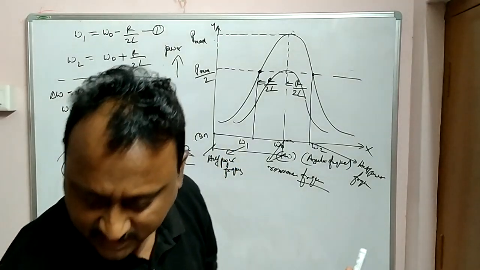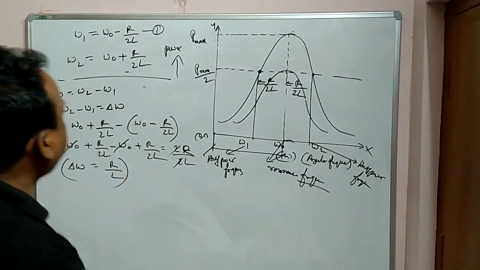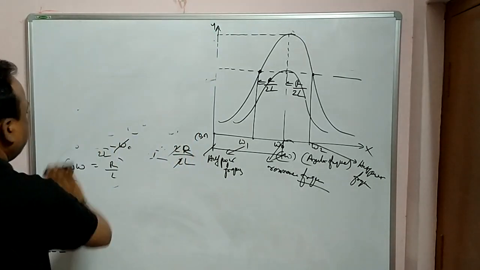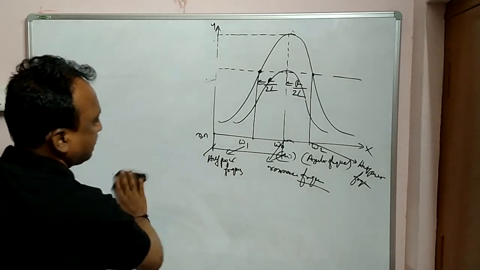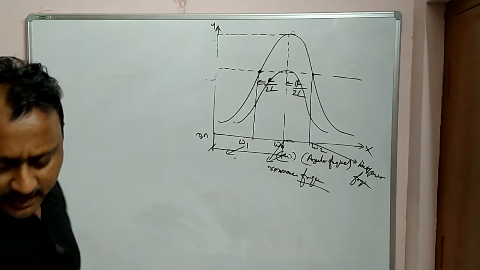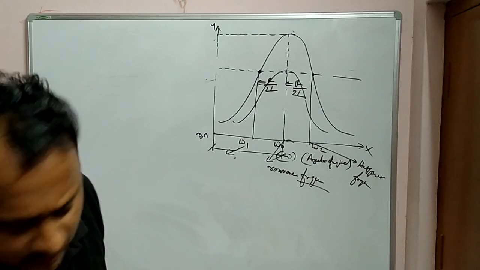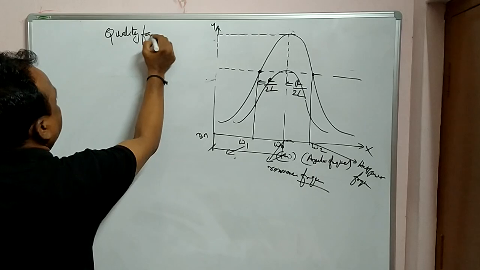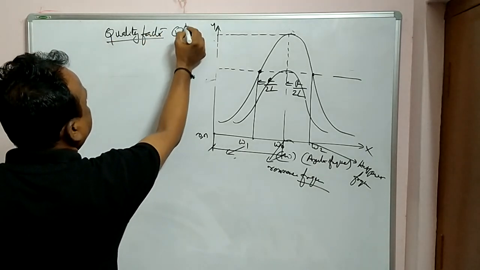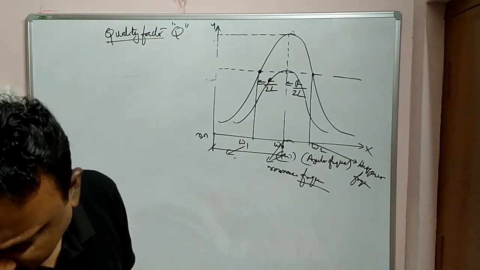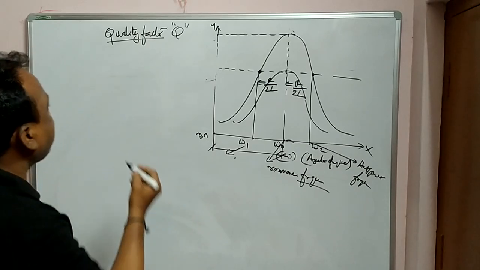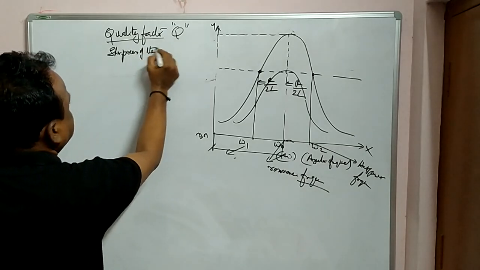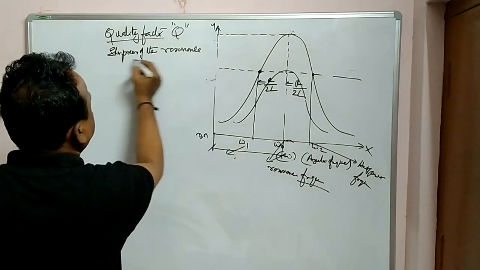Now let us go to the last one, that is quality factor. These graphs are very important for understanding the concept in numericals. Now what is quality factor, capital Q? Quality factor means the sharpness of the resonance. How sharp it is?